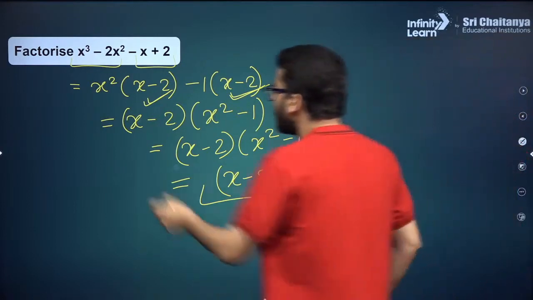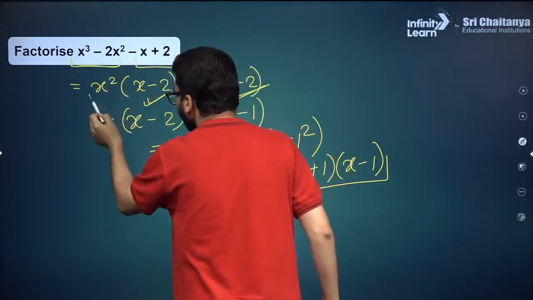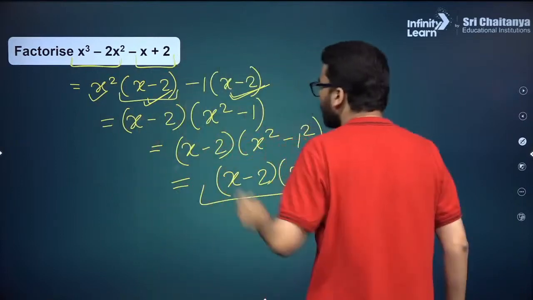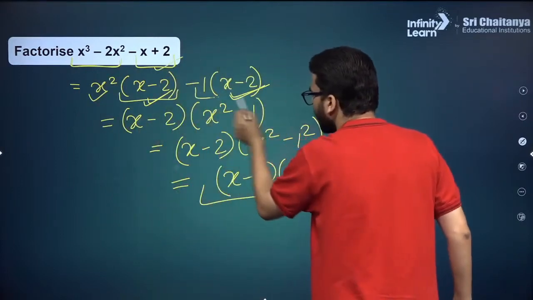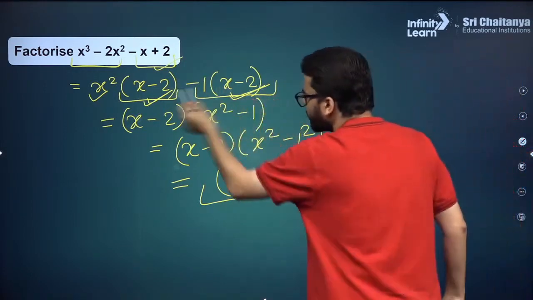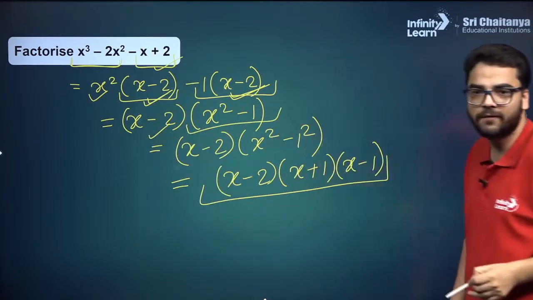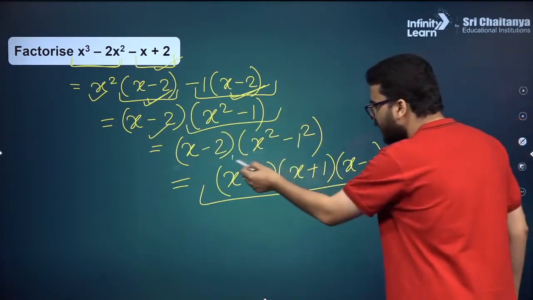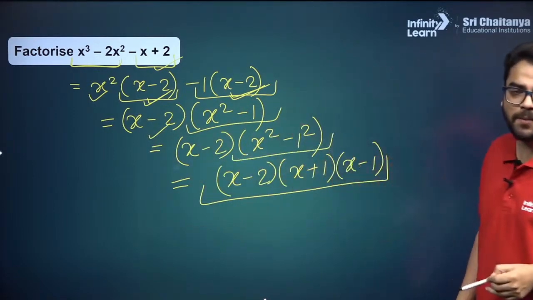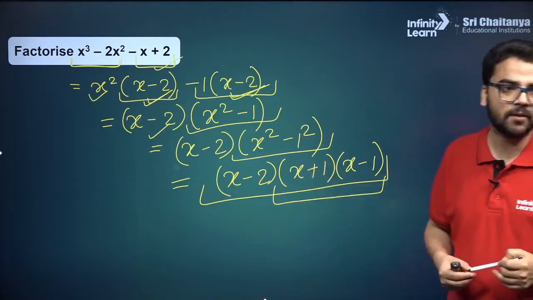Ajit, just regrouping, Ajit. Take this group and take this group. Out of the first group, I am taking x square as common, so x minus 2 will be left. Out of the second group, I can take minus 1 as common, so x minus 2 will be left. Out of the whole expression, I can take x minus 2 as common, so x square minus 1 will be left. Now x square minus 1 can be written like this. You can use the a plus b, a minus b formula, so you can write it like this. So this is the required factorized form. Is it clear, Ajit?